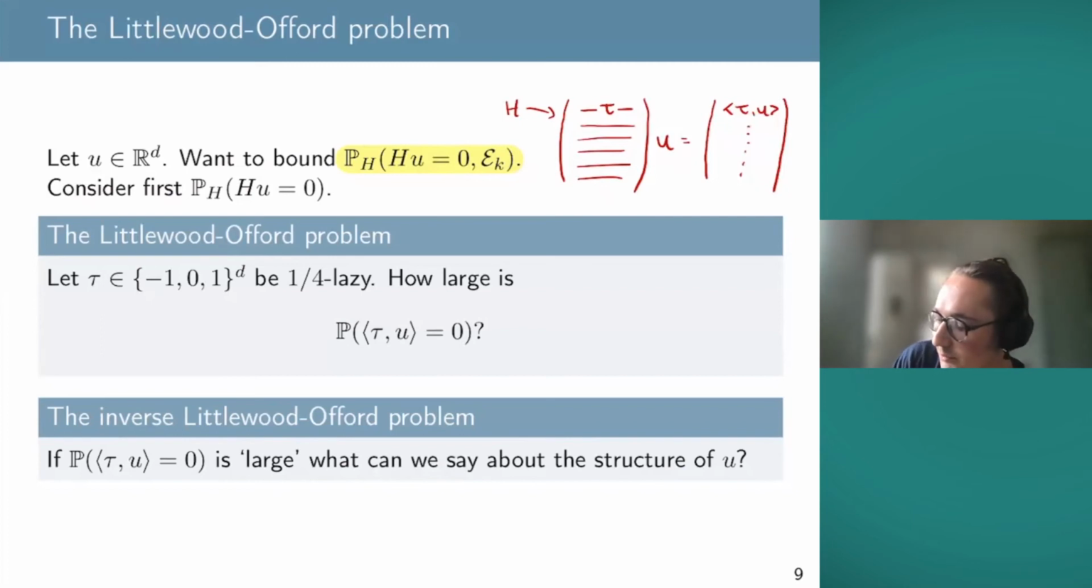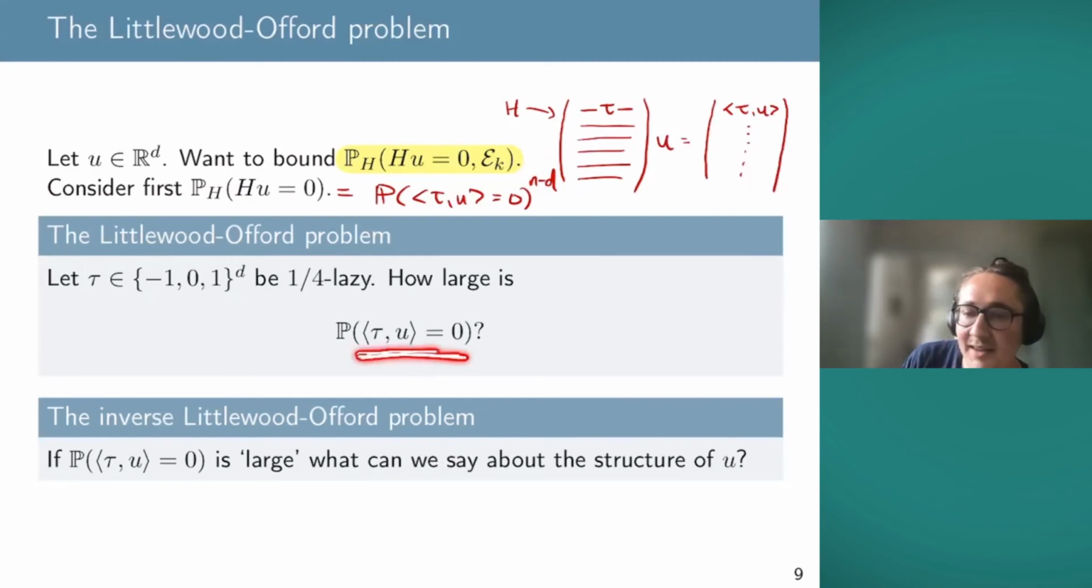And so this probability is actually just going to be the probability that tau U equals 0, to the power of the number of rows of H. Here I'm using that H is IID, which is nice, and gives you a way of making this a one-dimensional problem. There's one advantage of working with H. There were n minus d rows of H. So then we're led to the question: given a U, how large is this probability?